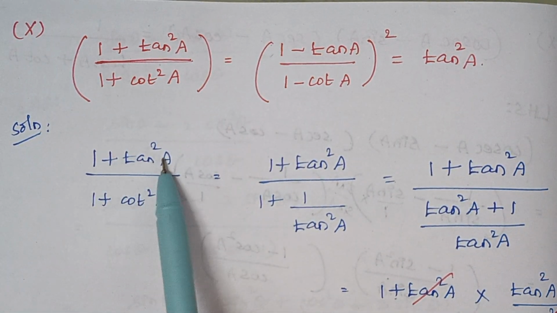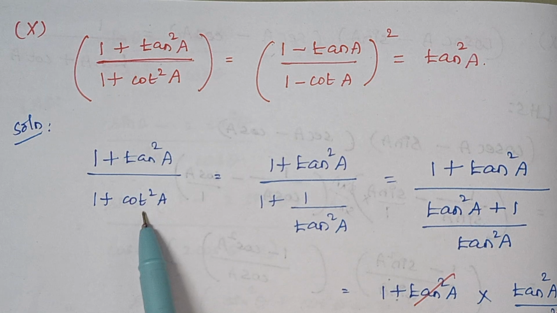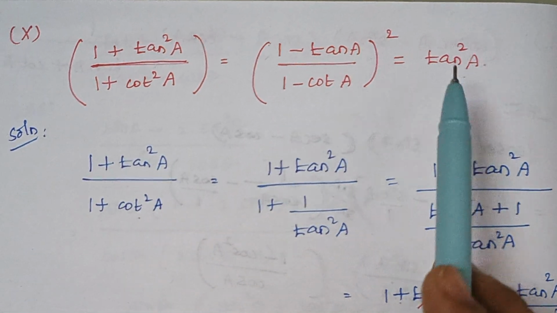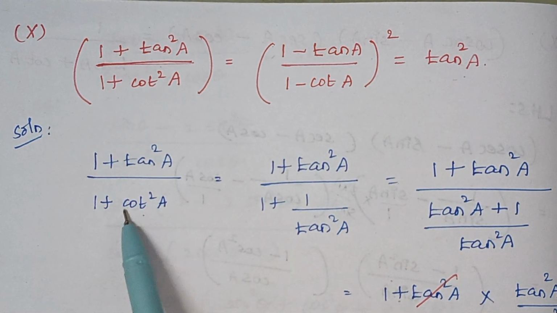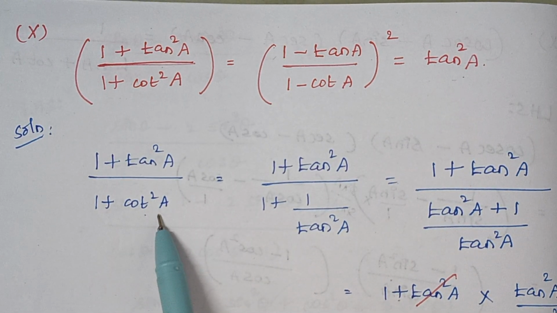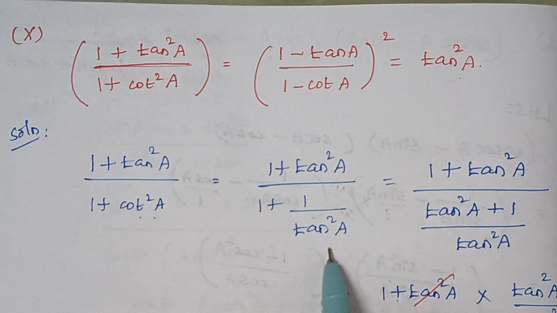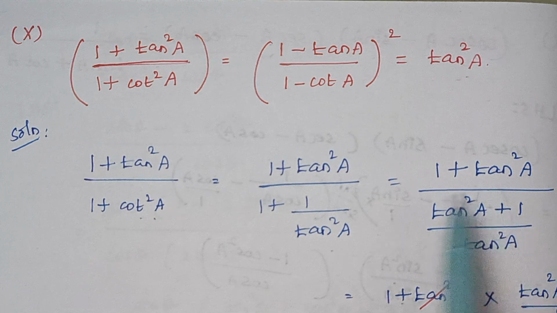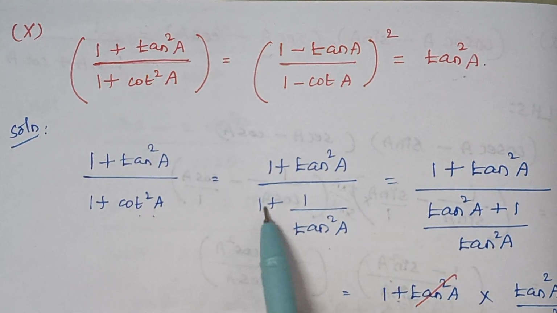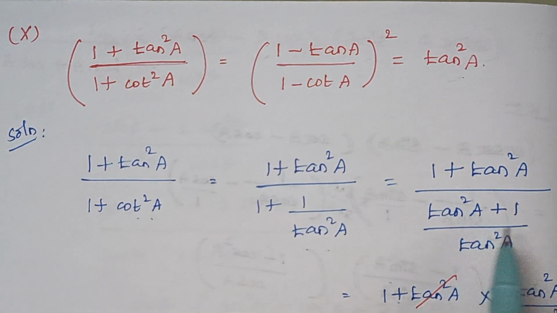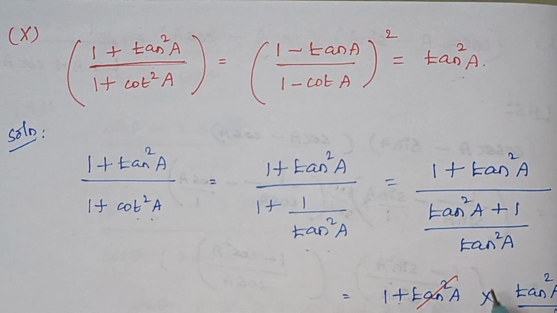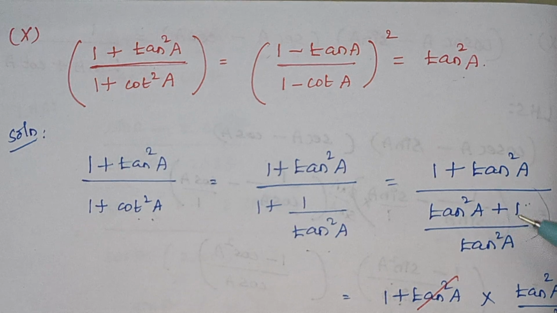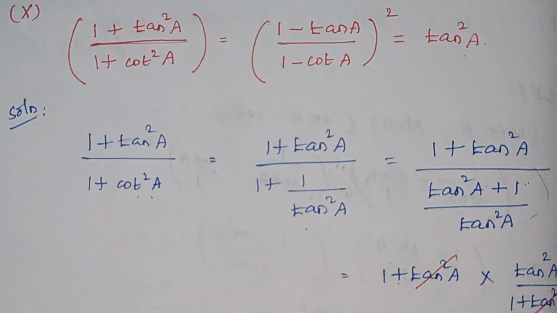So 1 plus tan square A divided by 1 plus cot square A. You see here we want the answer in the form of tan, right? Therefore, I am rewriting this cot in the form of tan. So cot square A becomes 1 by tan square A. Once you take LCM, 1 plus tan square A divided by tan square A plus 1 by tan square A. So when you write this expression, this denominator term appears as a reciprocal.